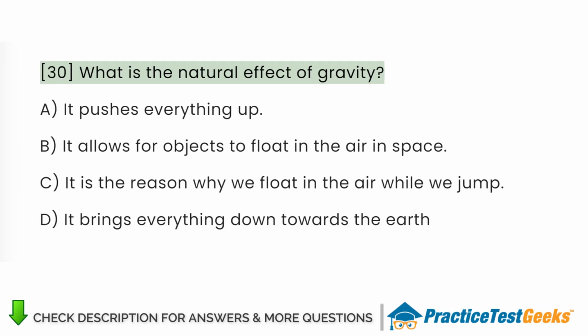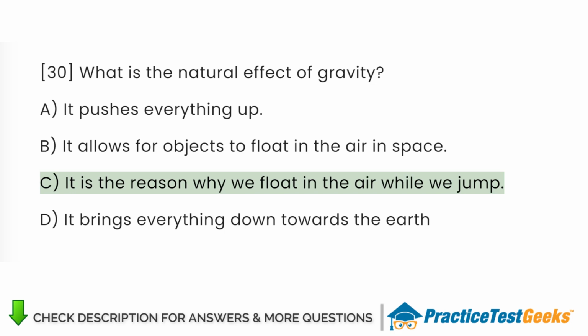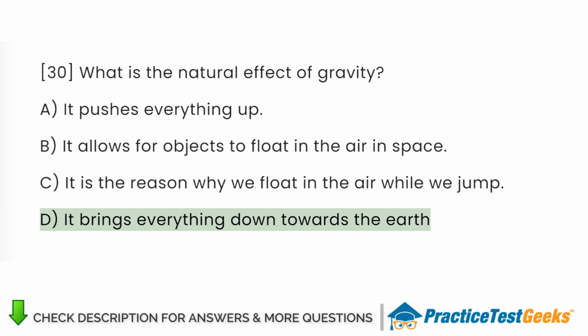What is the natural effect of gravity? A. It pushes everything up. B. It allows for objects to float in the air in space. C. It is the reason why we float in the air while we jump. D. It brings everything down towards the earth.